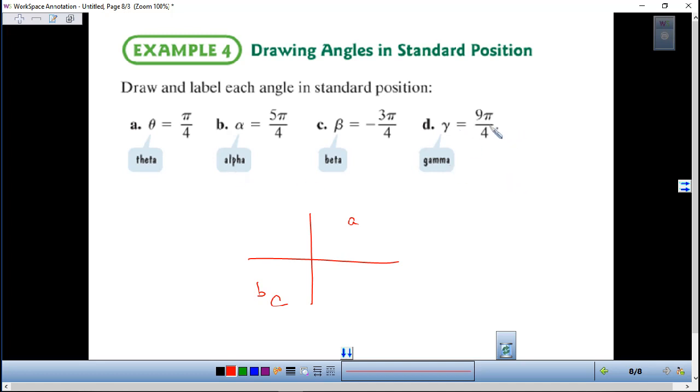And gamma, 9 pi over 4. So it's going to actually be, if you look at this, 4 divides into 9 more than 2 times. So it's going to be 2 plus some. So we're going to go all the way around. So we're going to go 1/2, 1, 1 1/2, 2, and then we still have one more pi over 4 to go. So it's going to be right there in quadrant 1 as well.